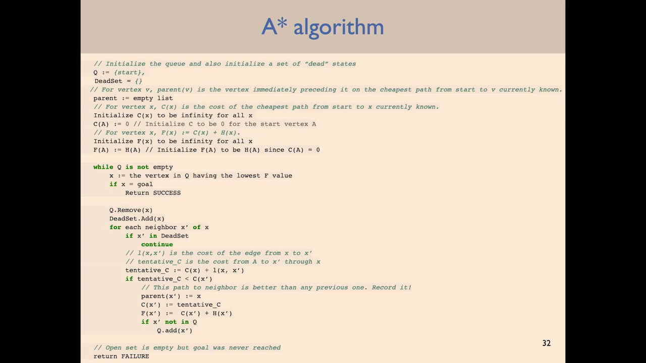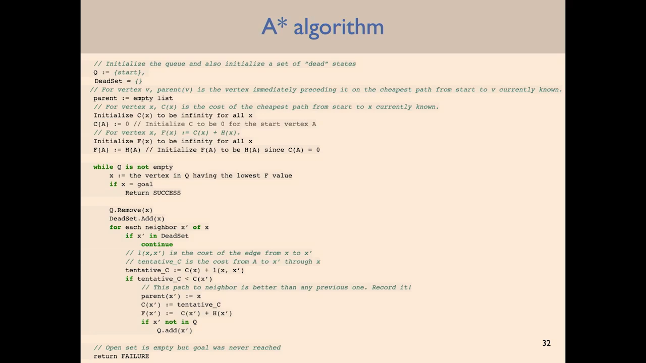The first block of code here is just initializing different things. Q is our main data structure, and we initialize it with the starting vertex. The other things getting initialized here are the cost to come and the cost to go, C and H, and then this function F, which is the summation of C and H. And this is the main loop that explores different vertices in the graph. If we take out something that is in the goal, then we return.